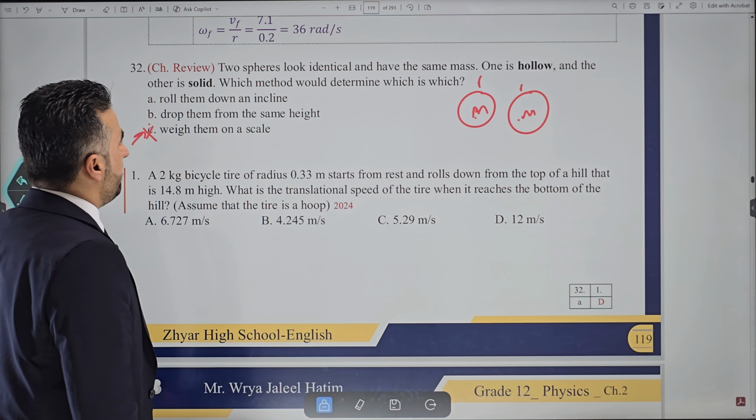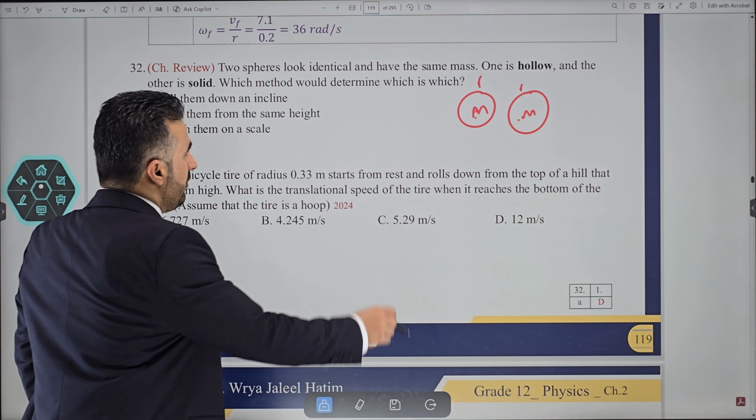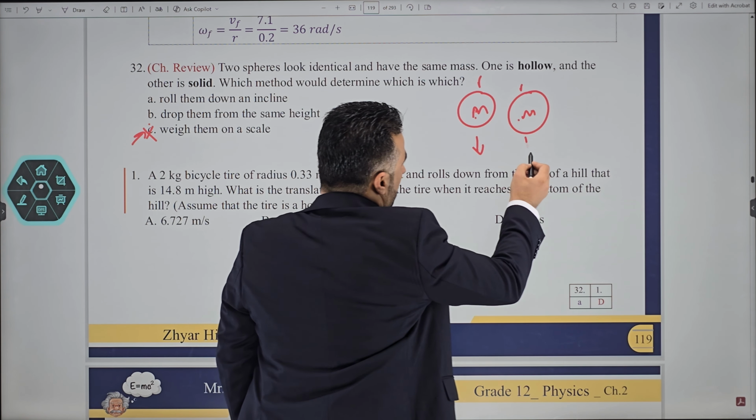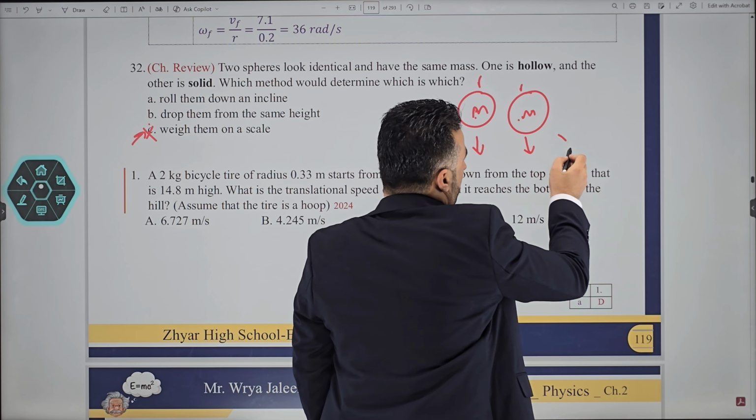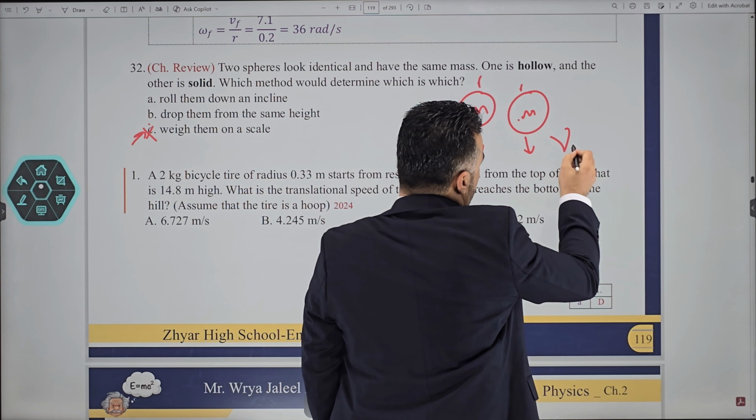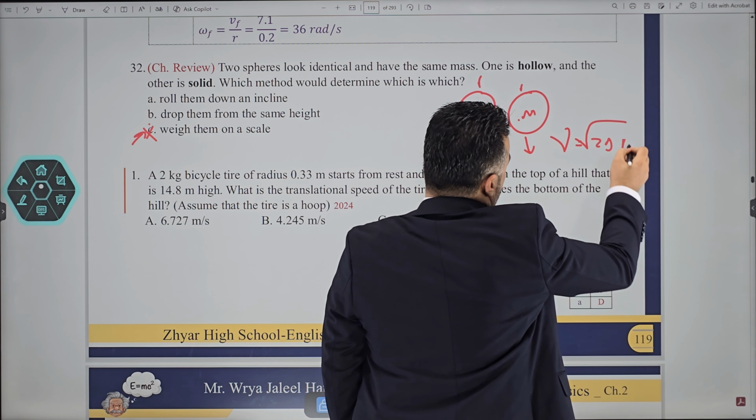What about B? It says drop them from the same height. Well, if we drop them from the same height, didn't we say there will always be one equation, and that is 2gh. So they will both fall at the same speed, their final velocity at the bottom is going to be the same. So even this method does not help us to tell which one is which. That is this. What about option A?